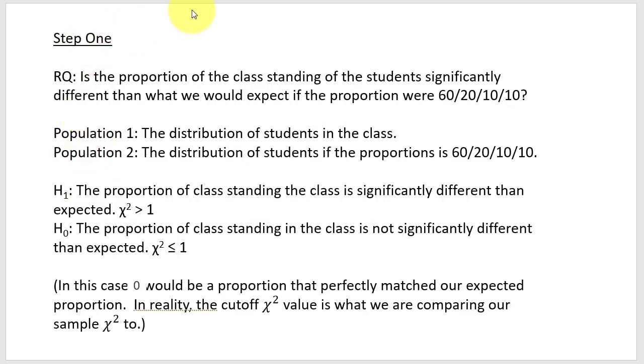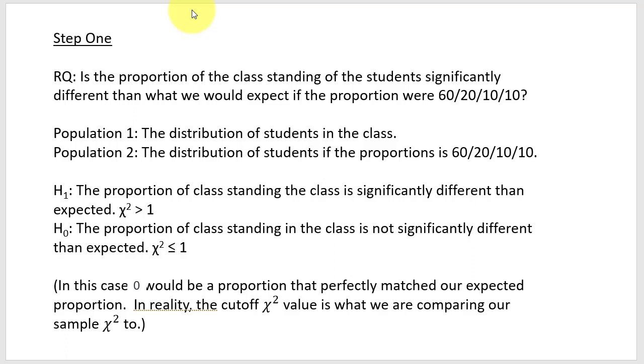In step 1, we look at the research question. Is the proportion of class standing of the students significantly different than what we would expect if the proportion were 60, 20, 10, 10, meaning 60% freshmen, 20% sophomores, 10% juniors, 10% seniors? Population 1 is the distribution of students in the class. Population 2 is the distribution of students if the proportion is 60, 20, 10, 10. That's our comparison distribution based on the chi-square.